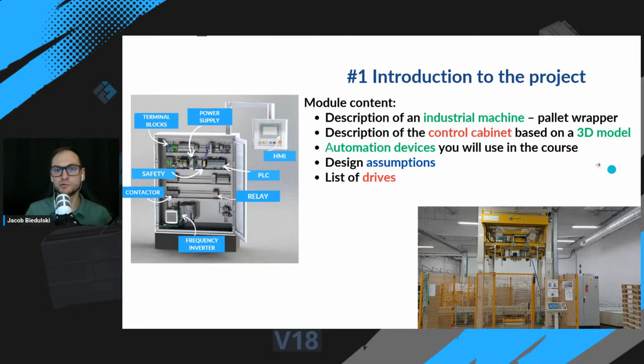So the first module is introduction to the project, description of an industrial machine, which is a pallet wrapper, description of the control cabinet based on the 3D model. We'll describe all the automation devices that you will use in the course. Here you will find design assumptions and list of drives for this machine.